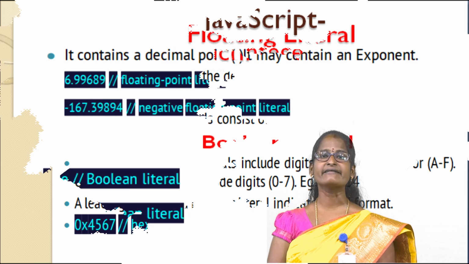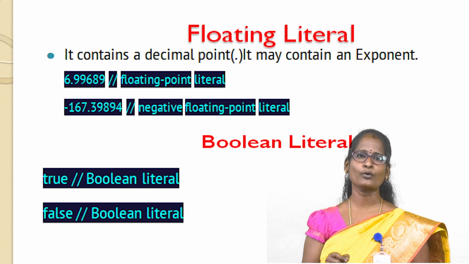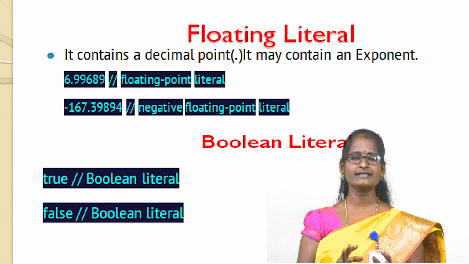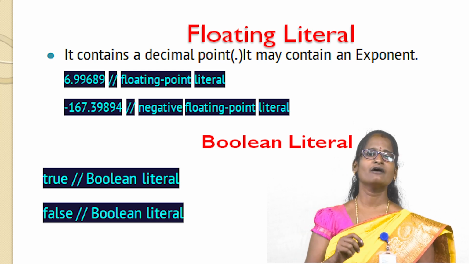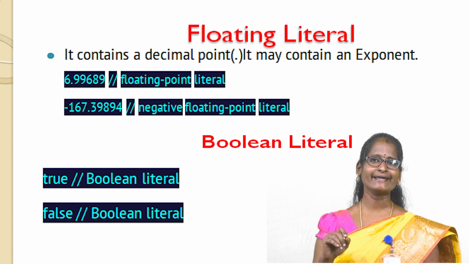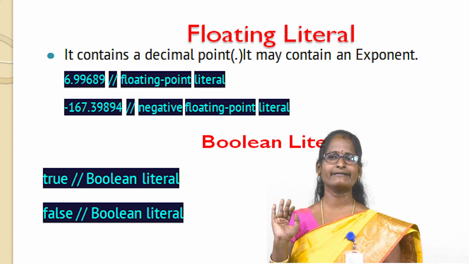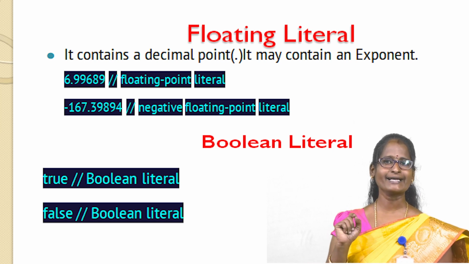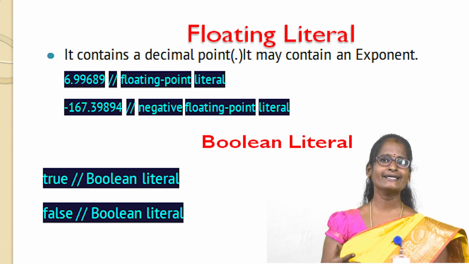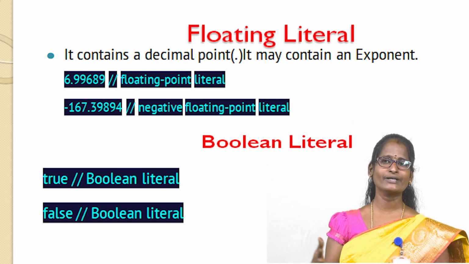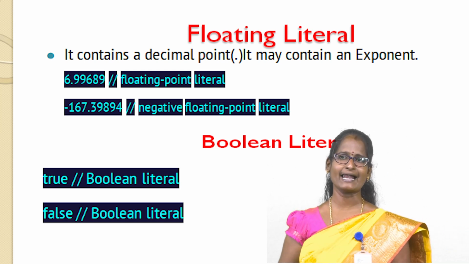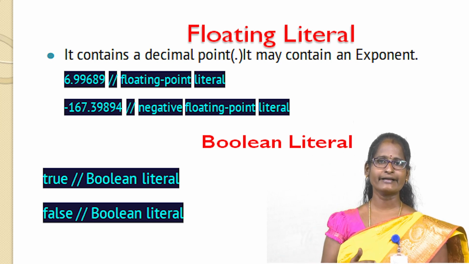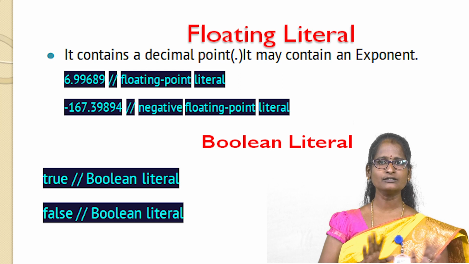Then floating literal. It contains a decimal point, that is a dot. A fraction is a floating point. It may contain exponential values also. For example, 6.99689 is a floating point literal. A negative floating point literal is also available, that is minus 6.99689 or minus 167.39894 is a floating point literal with negative values. Then the next type is boolean literal. The boolean literal supports only two values, either true or false.